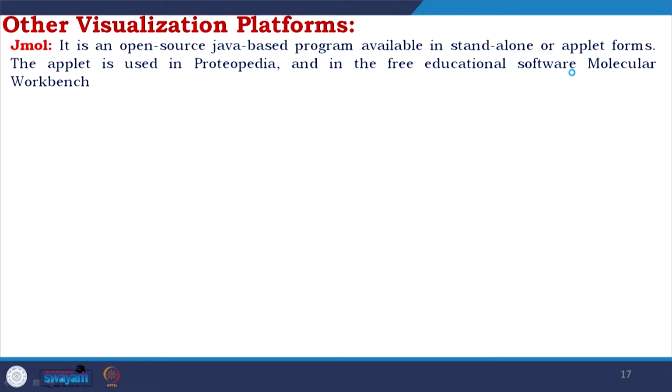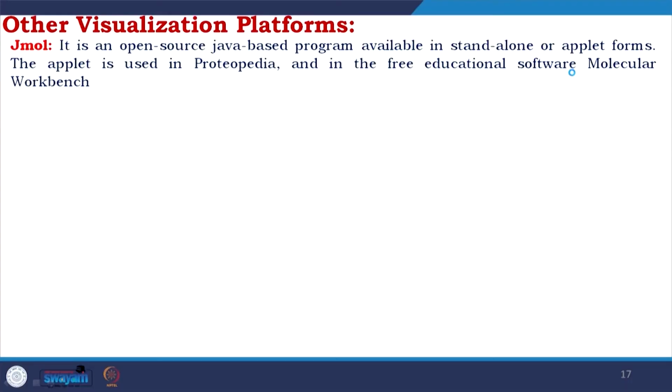There are many other visualization platforms. Because of time constraint I could not talk about all of them, but just to mention a few of them again in very brief. Jmol is an open source Java based program available in standalone or applet forms. The applet is used in Proteopedia. If you did not hear about Proteopedia, this is a very interesting collection of 3D macromolecular structures. And there is a free educational software which is called Molecular Workbench.